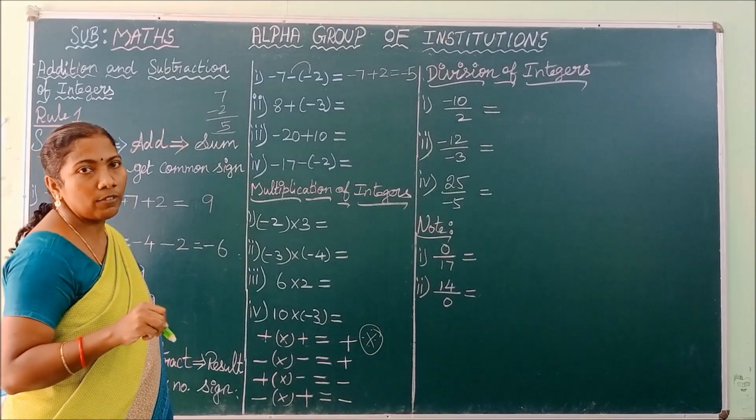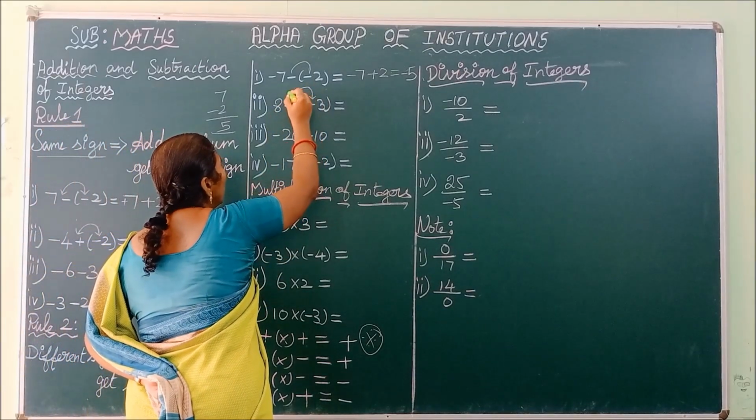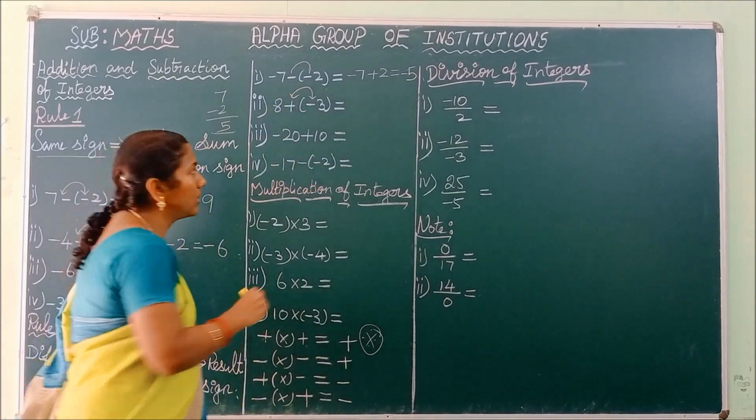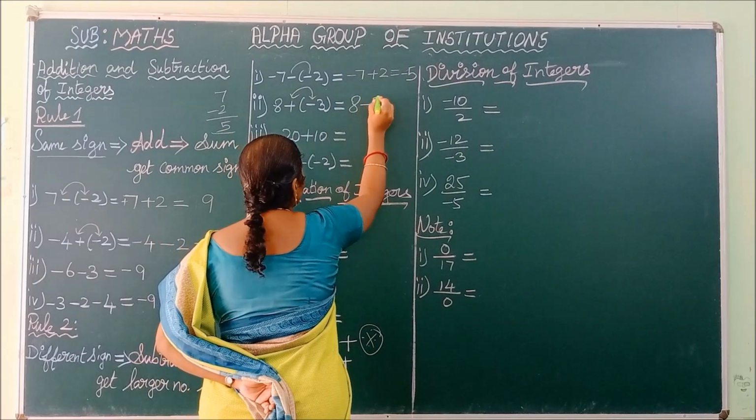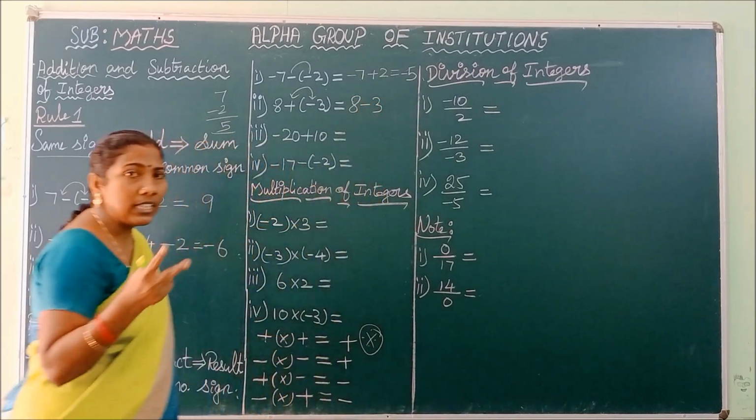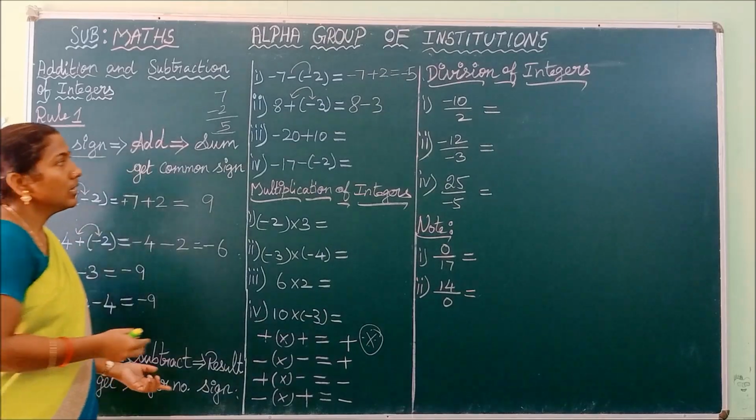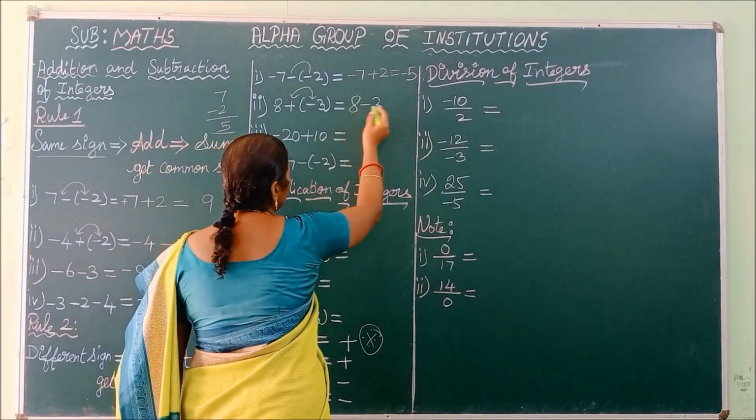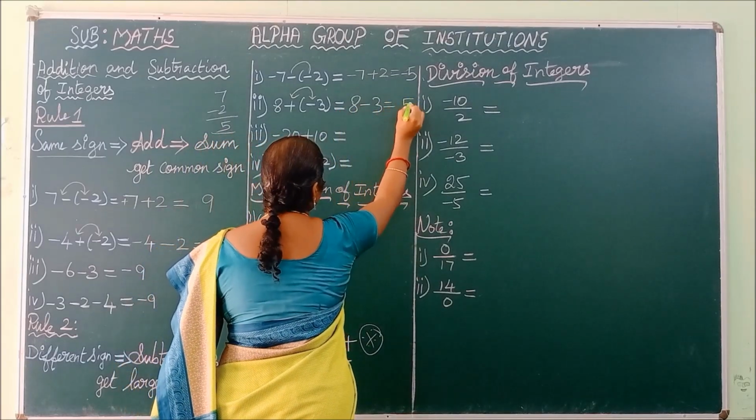8 plus, within the bracket we have minus 3. In order to remove the bracket, we have to multiply the symbols inside and outside the bracket. So 8, plus into minus, minus 3. Thus the given two integers are in different signs, so we have to go for subtraction. Subtract the smaller number from the bigger number. This is the normal subtraction. Okay. So 8 minus 3, our answer is 5.